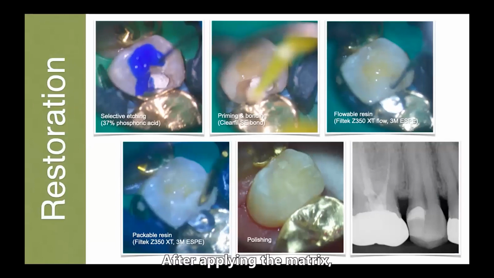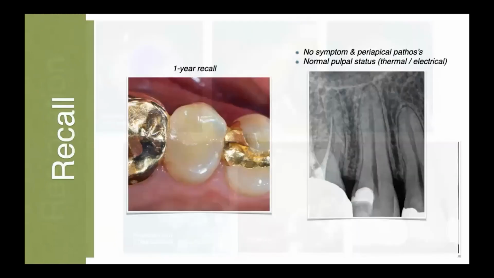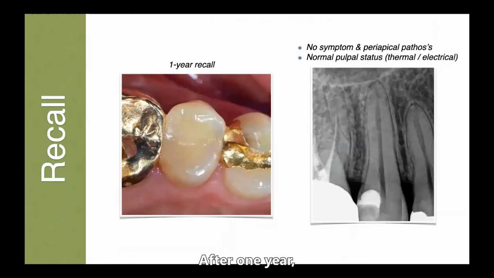After applying the matrix, dentin bonding procedure and composite resin buildup was performed. In the post-op X-ray image, you can see the cavity is successfully restored and the pulp tissue was protected by the bioceramic material. After 1 year, the restoration was found to be intact and there's no pulpal and periapical pathosis. Also, the pulpal status was normal.